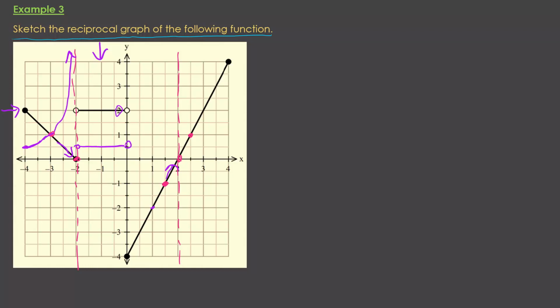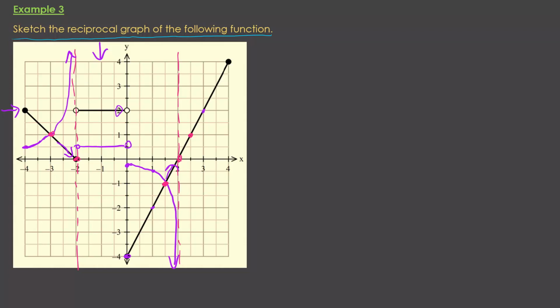The value here is negative 2, so it's going to be negative a half. And here, the value is negative 4, so this one will be at negative a quarter. And note it has to stop there. So it's going to go something like this in this section.